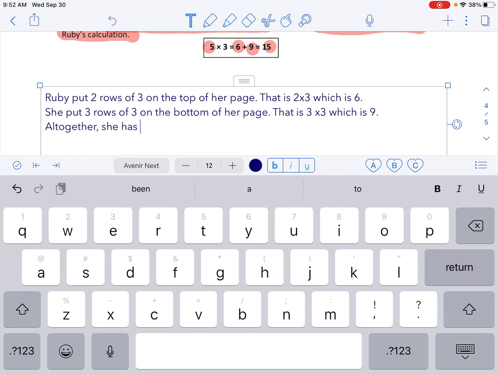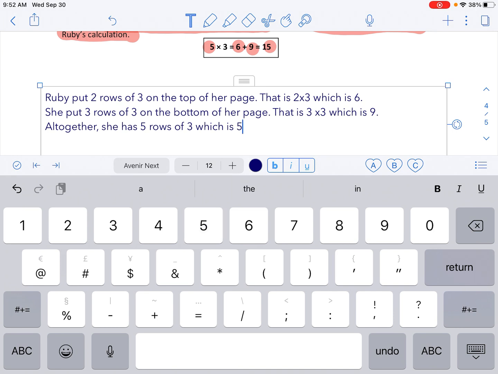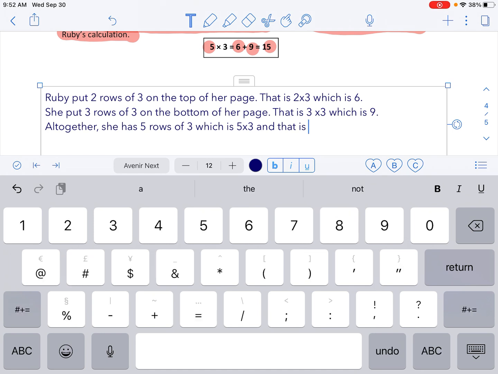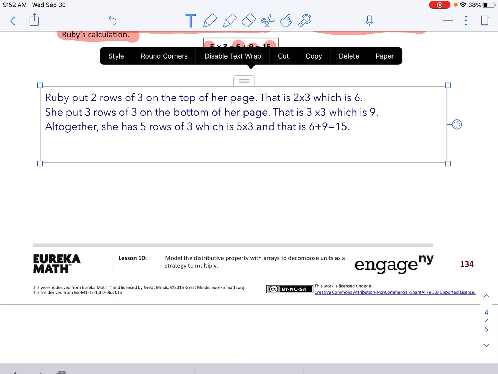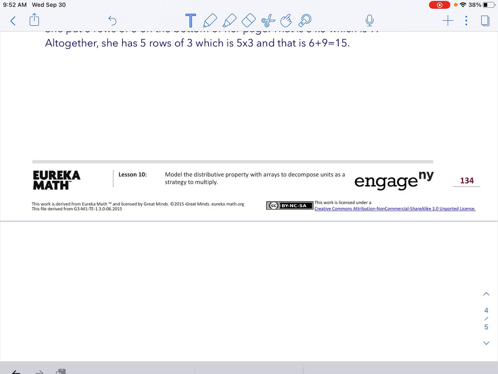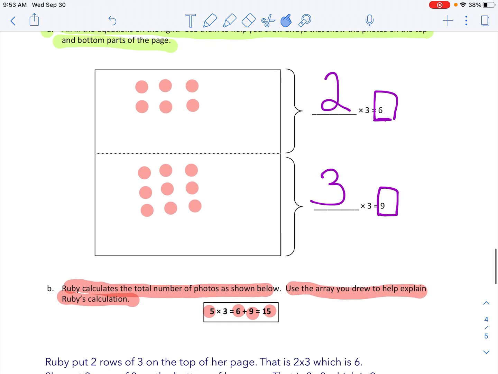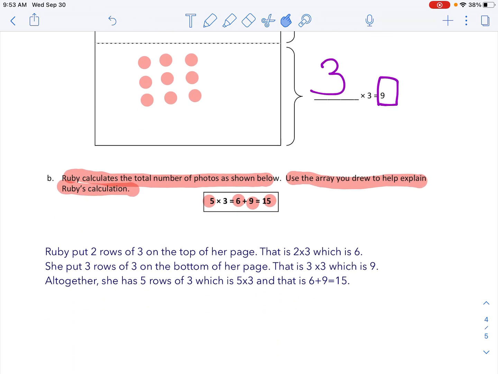Altogether, she has 5 rows of 3, which is 5 times 3, and that is 6 plus 9, which equals 15. I don't care how specific you get on those words. I just want some words in which you can tell me what happened on that page. It's not going to be Ruby and her pictures, but you will have an array that looks similar to this on your homework page, and I just want some words describing what was happening on that page.